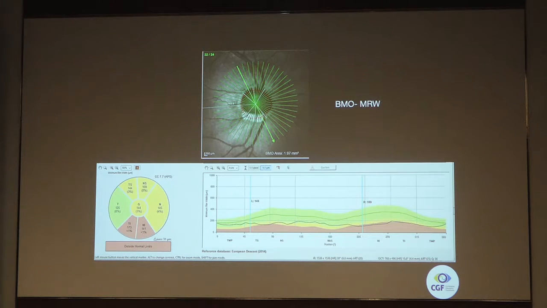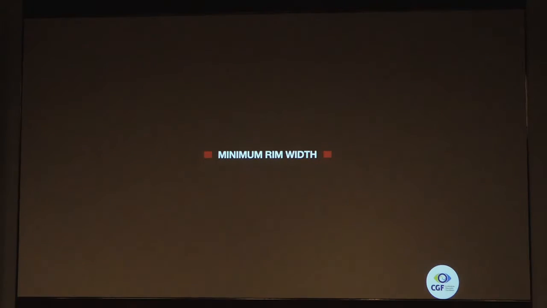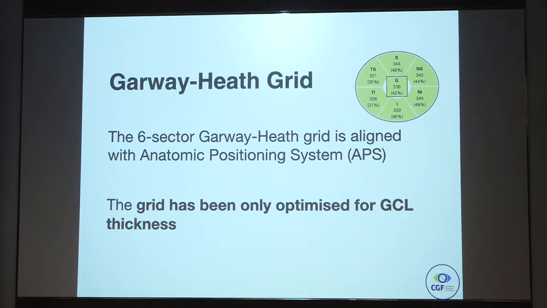Of course, there are about 24 radial scans, and there are about 48 Bruch's membrane opening points, which Dr. Sachin was describing. So let's look at this minimum rim width and what this Garway-Heath grid analysis is all about. This is basically a 6-sector Garway-Heath grid aligned with the anatomic positioning system, which will be described by Prasanna a little later. So the grid is basically optimized for the GCL arrangement, and the subsequent speakers can show you the GCL mapping.